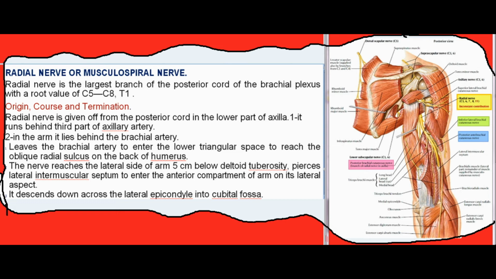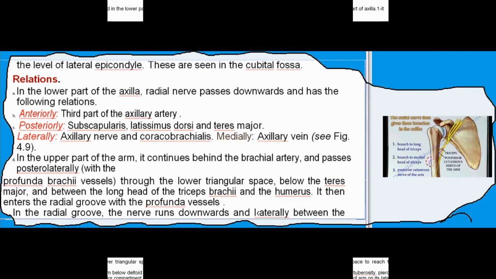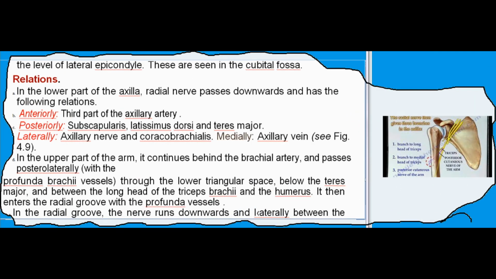The nerve reaches the lateral side of the arm 5 cm below the deltoid tuberosity, pierces the lateral intermuscular septum to enter the anterior compartment of the arm on its lateral aspect. 3. It descends down across the lateral epicondyle into the cubital fossa. The radial nerve terminates by dividing into a superficial and a deep branch just below the level of the lateral epicondyle. These are seen in the cubital fossa.